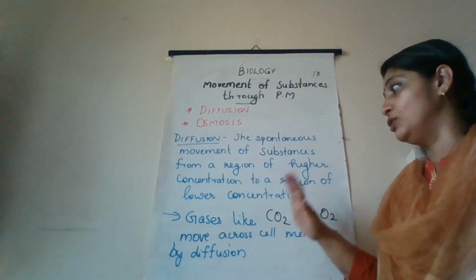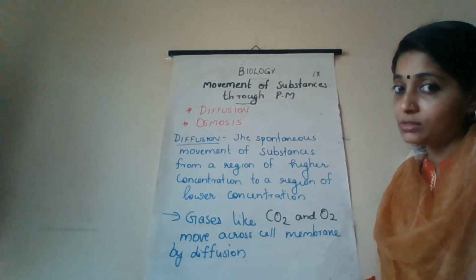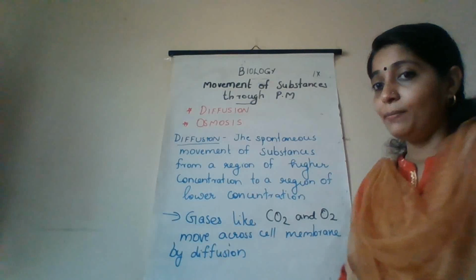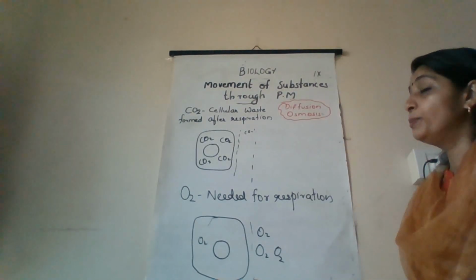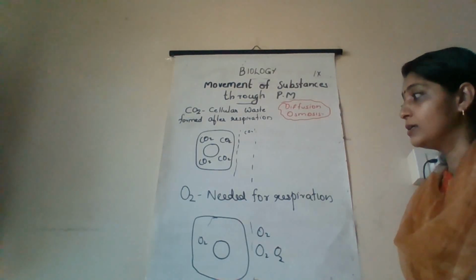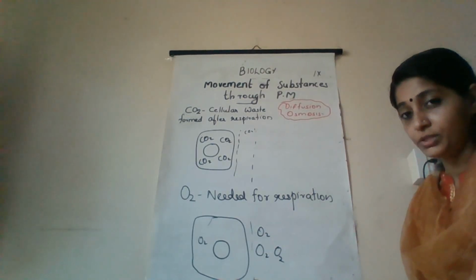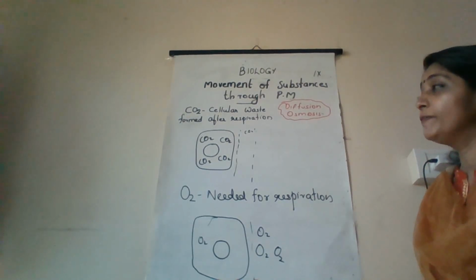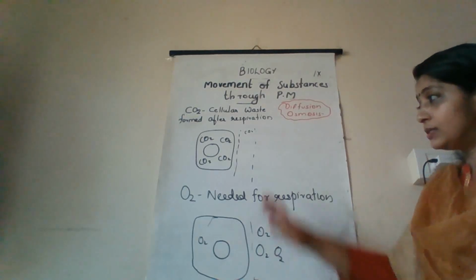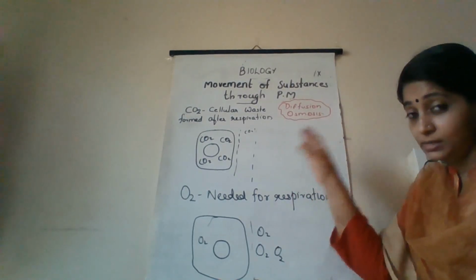So that is diffusion. Now we see how the gases like carbon dioxide and oxygen move across the cell membrane. Now we will see how the movement of carbon dioxide and oxygen takes place through the plasma membrane by the process of diffusion. What leads to the diffusion here? So here, when we consider a cell, what happens? Respiration is the process which takes place inside the cell.